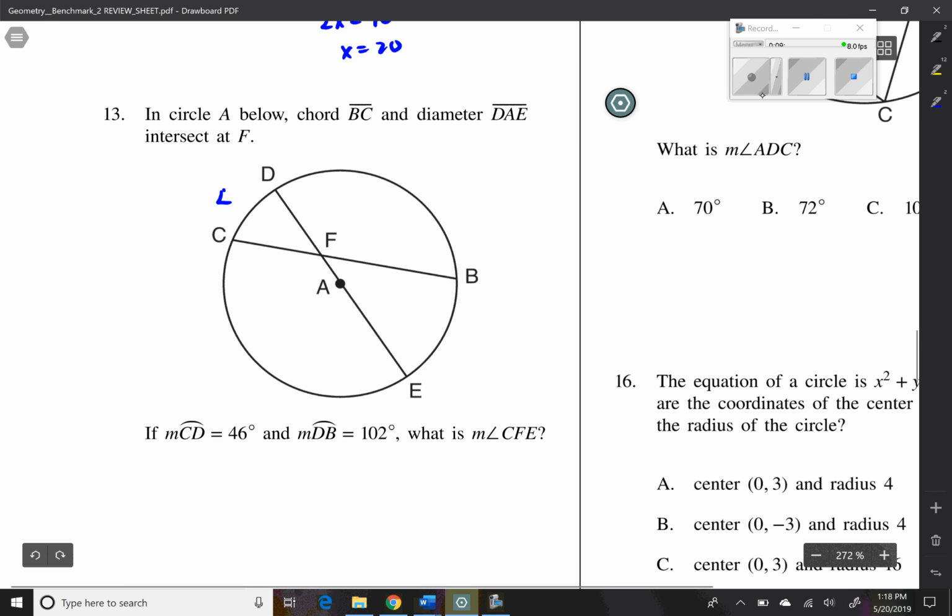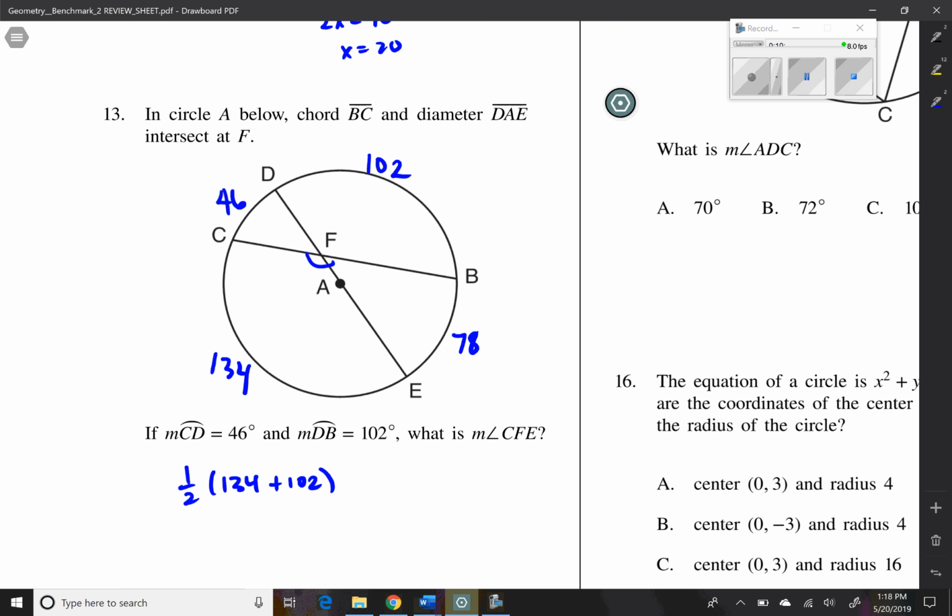Next one says that arc CD is 46 degrees, arc DB is 102 degrees. Well, that tells me that this arc is 78 degrees, and it wants us to find angle CFE. CFE is this angle. So I have to find this other angle here, which would be 134 degrees. So if I take 1/2 of 134 plus 102, I can wind up getting my answer here of 118 degrees for angle CFE.